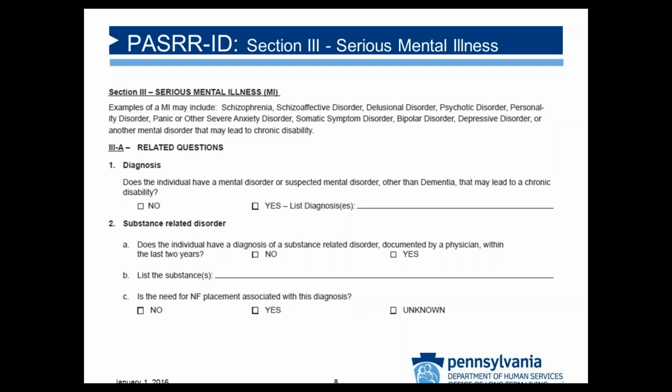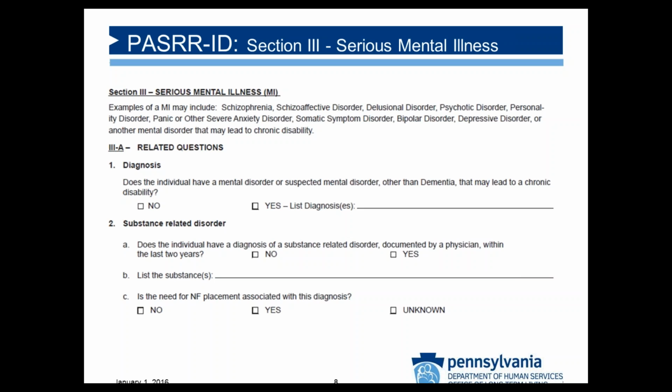Just a note on the side, the PASRR level 1 tool has been made user-friendly on the MA Forms website. So now you can actually fill it out online and save it electronically. So that is an option to folks in case you were not aware.